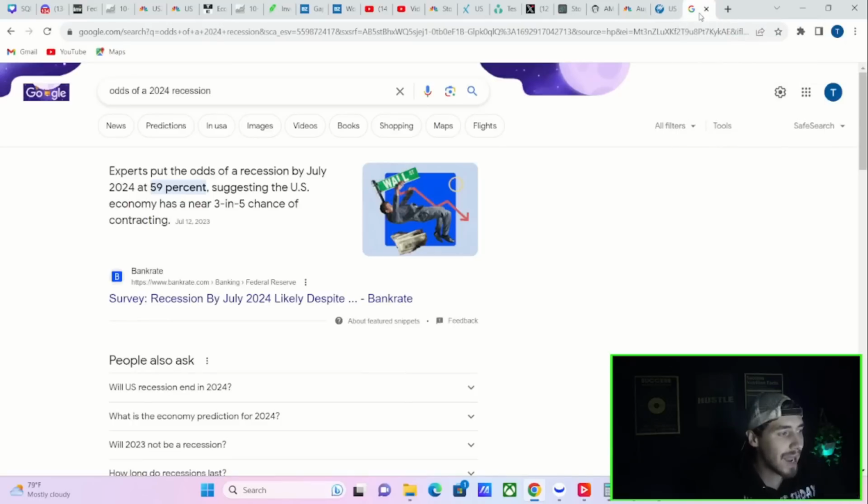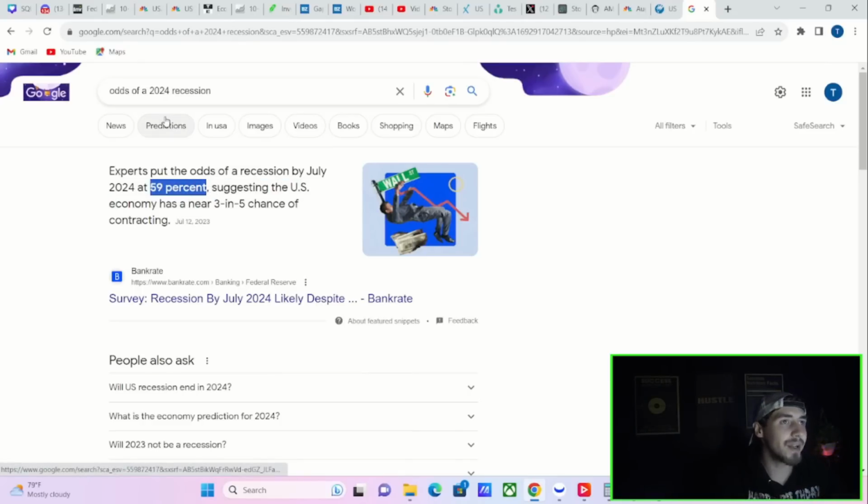Where are the odds today of a recession by July of 2024, about 1 year down the line? 59%. So people have gotten a lot less bearish recently. This could set us up again, like I said, for that larger correction and or crash.